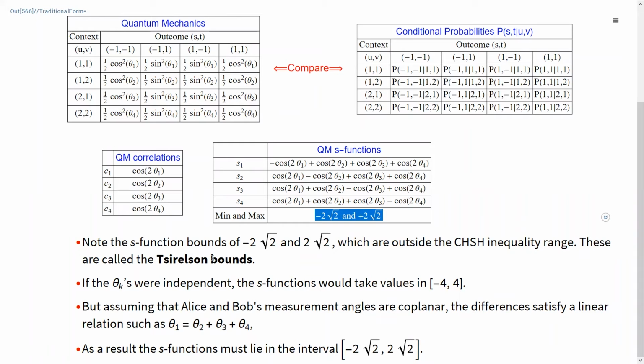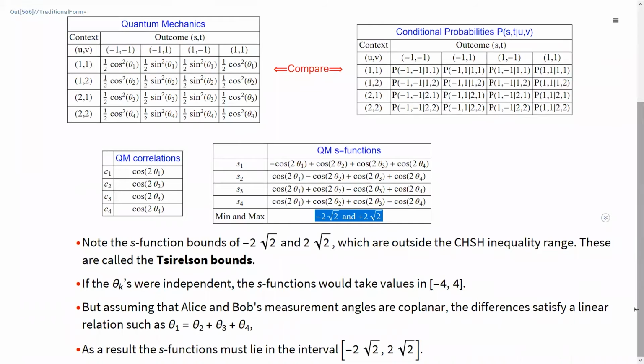Is that how I pronounce it? Anybody know if I'm pronouncing it right? Anyway, I'll call it Tsirelson bounds. And those are for quantum mechanics. And this is all dependent upon these measurement angles satisfying some linear constraint like this. If you look at the way Alice and Bob's measurements are, and you assume they're coplanar, it's very easy to see geometrically, you have to have a linear relationship between the difference angles. Remember, the thetas are not the measurement angles, but the differences between the measurement angles.